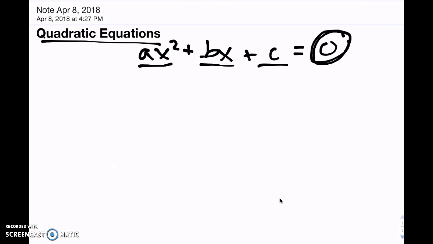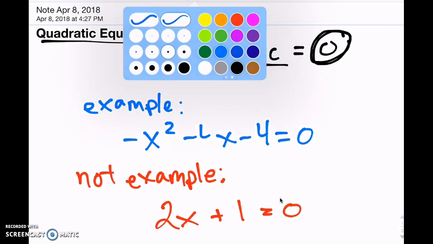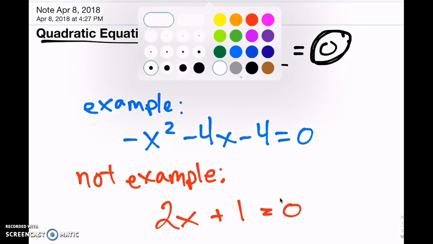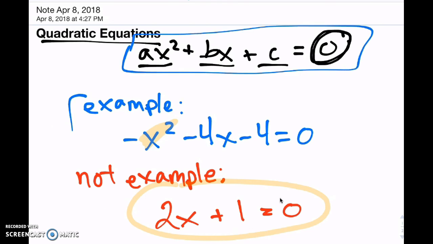So that doesn't mean a whole lot when you see it with all the letters. So let's take a look here. Here's an example of something that's a quadratic equation. Take a look at this blue one. We've got our negative x squared minus 4x minus 4 equals 0. Obviously, we have that nice little x squared here, so it's a quadratic equation. This red one is not a quadratic equation, because there is no x squared anywhere in here. That's just a simple linear equation. So a quadratic equation looks something like this, and here's a good example.